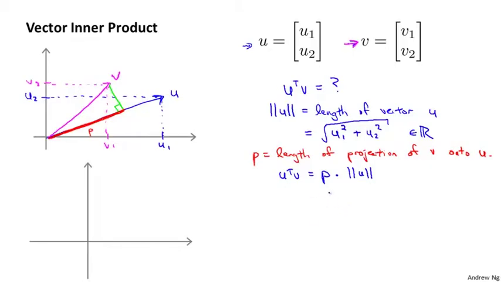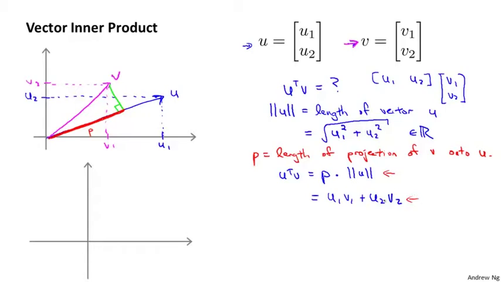And if you actually do the geometry and figure out what p is and what the norm of u is, this should give you the same answer as the other way of computing the inner product. Which is, if you take u transpose v, then u transpose is the 1-by-2 matrix u1, u2, and then times v, so this should give you u1 v1 plus u2 v2. And it's a theorem of linear algebra that these two formulas give you the same answer.